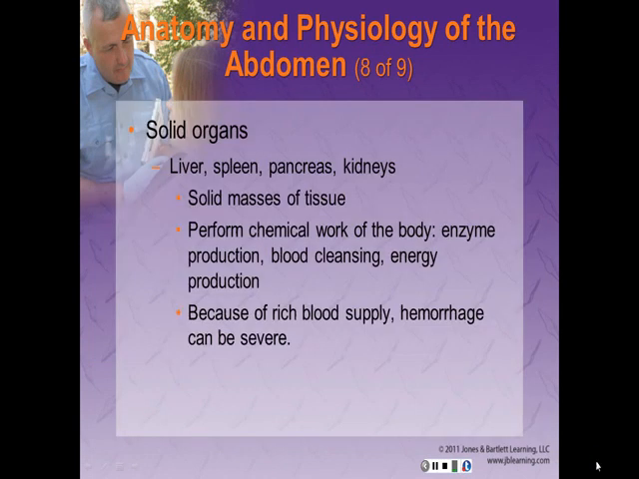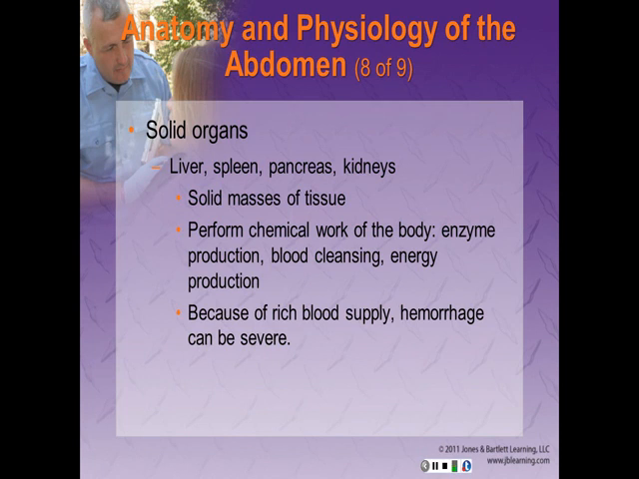The solid organs of the abdomen include the liver, the spleen, the pancreas, and the kidneys. These are solid masses of tissue, and these organs perform the chemical work of the body. They produce enzymes, cleanse the blood, and give us energy. Because of the rich blood supply, hemorrhage of solid organs can be severe.